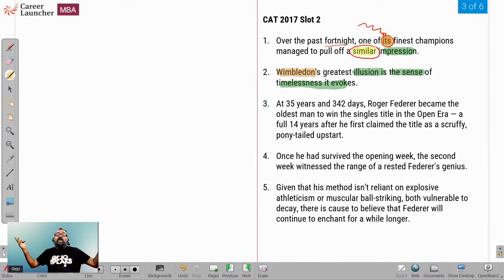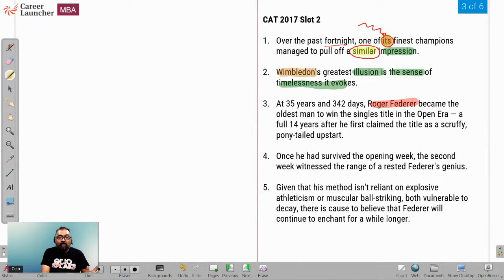Wimbledon's greatest illusion is a sense of timelessness it evokes. Over the past fortnight, one of Wimbledon's finest champions has managed to pull off a similar illusion, and that's the connection. And who is that person? We have got the name being introduced here. This makes sense. Now it makes sense. Three has to be part of the conversation. At 35 years and 343 days, Roger Federer became the oldest man to win the singles title in the Open era, a full 40 years after he first claimed the title as a scruffy ponytail upstart.